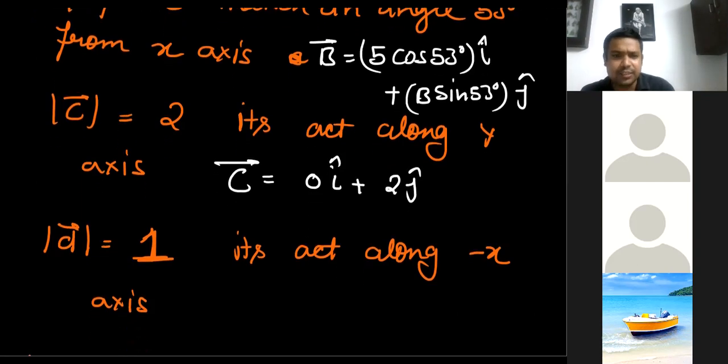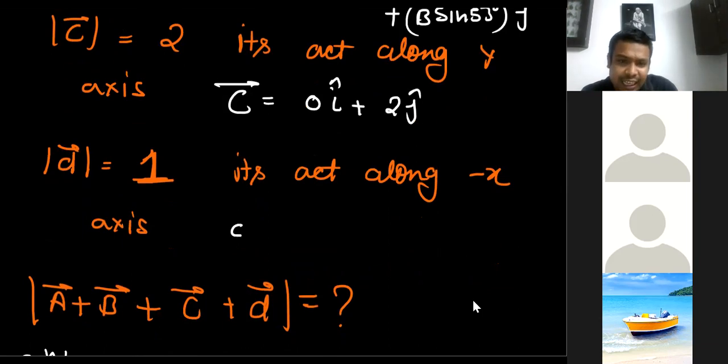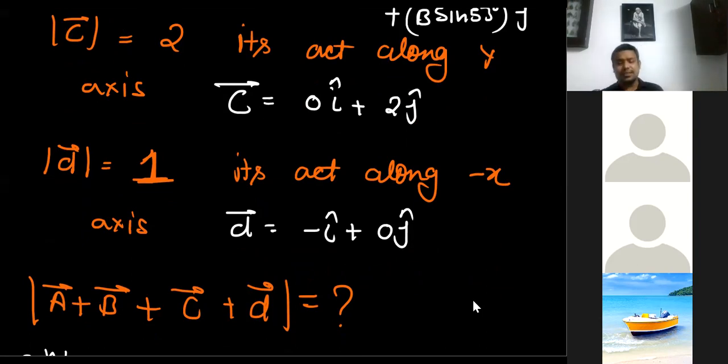Similarly, vector D: the magnitude of vector D is 1 and it acts along the negative x-axis. So we can say minus i cap plus 0 j cap, because it only acts along the negative x-axis. So there are no values along the y direction. Thus, all 4 vectors are written in the form of i cap, j cap, and k cap. All 4 vectors lie on the same plane, so they are written only in the form of i cap and j cap.